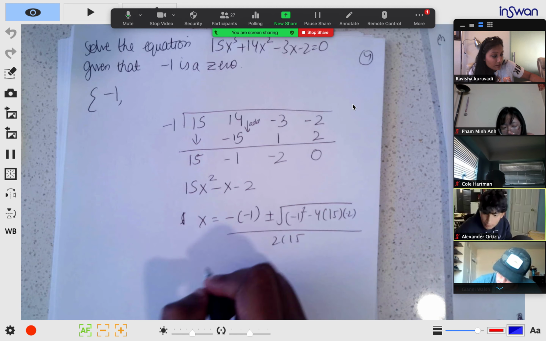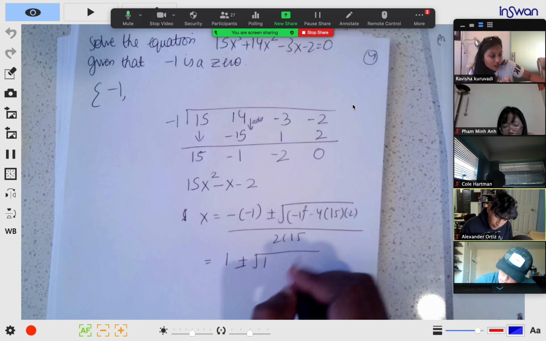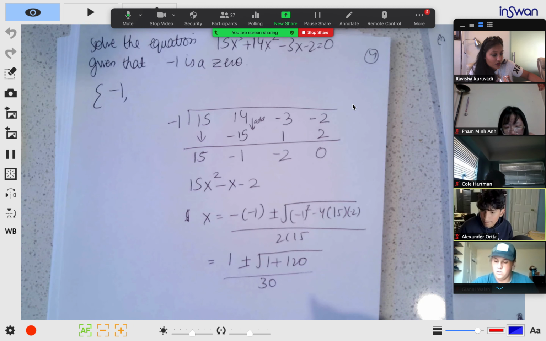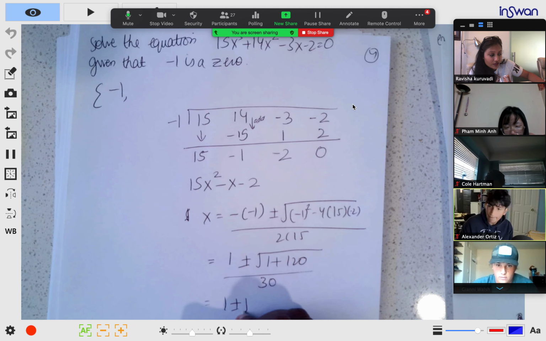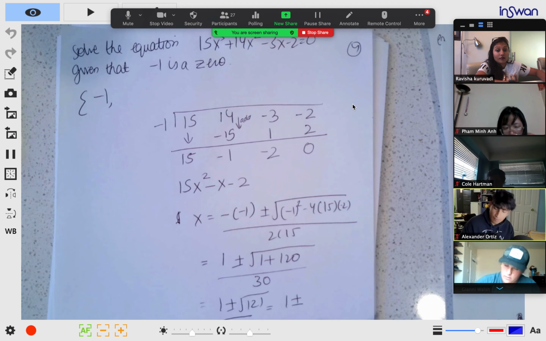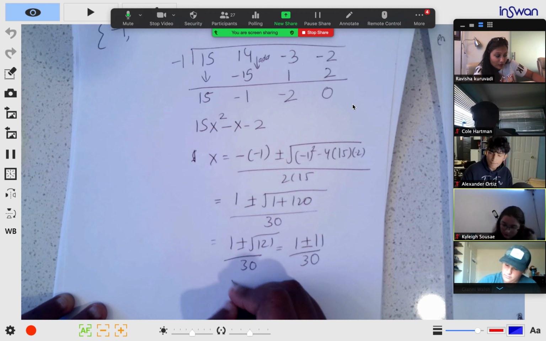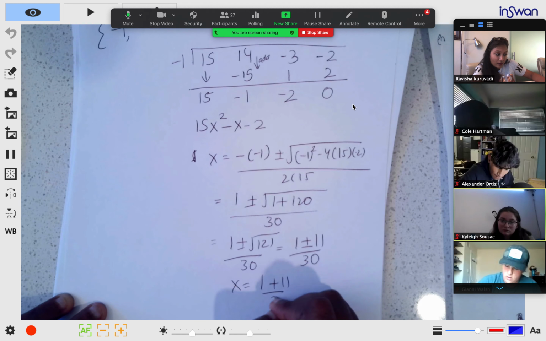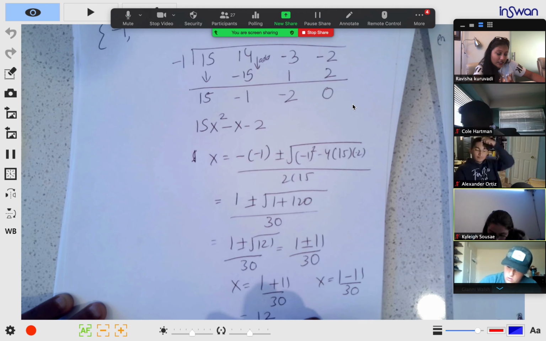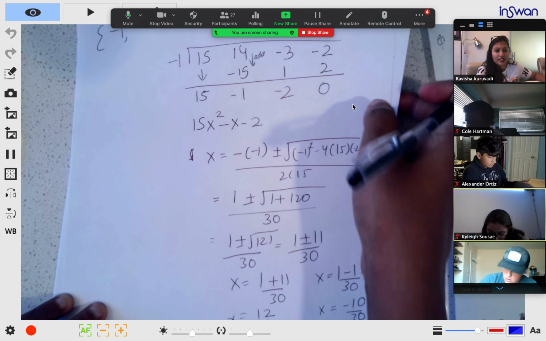So when you solve, you get x equals plus minus square root of 1 plus 120 over 30. So you get 1 plus minus square root of 121 over 30. What's the square root of 121? 11. Yes. So x is equal to 1 plus 11 over 30, then 1 minus 11 over 30, which gives you 12 over 30 and then negative 10 over 30. You get this as the answer.